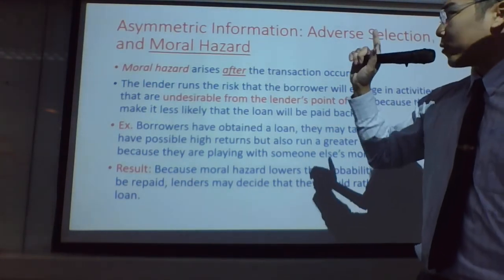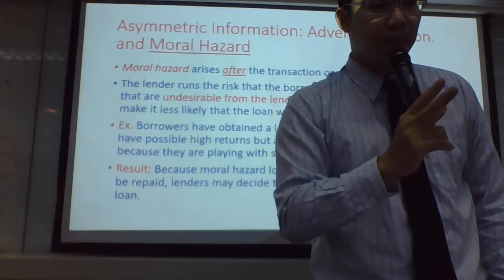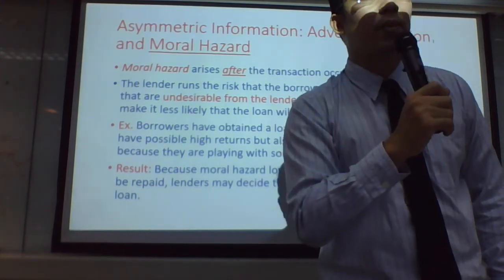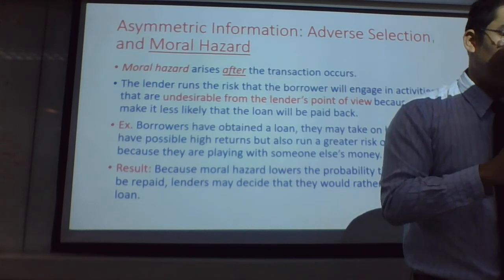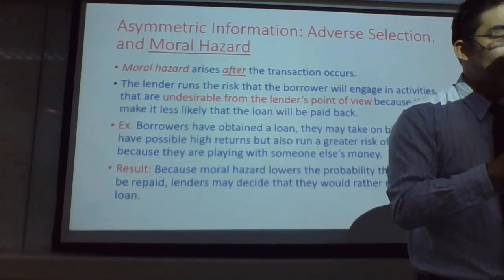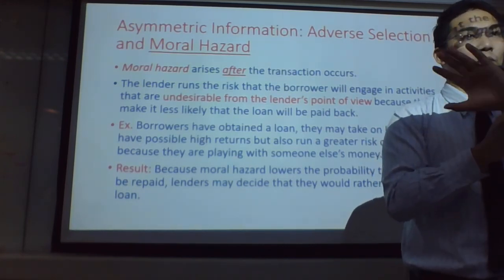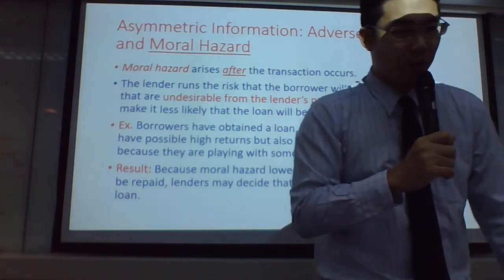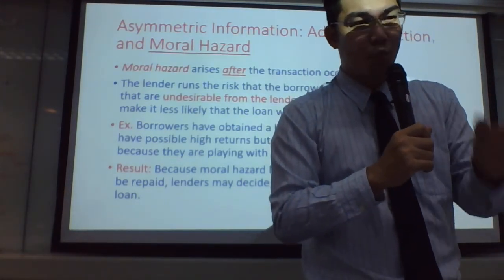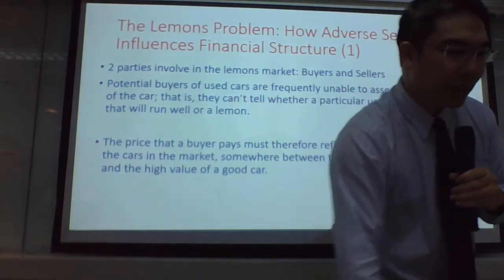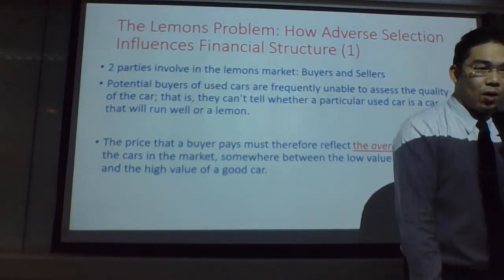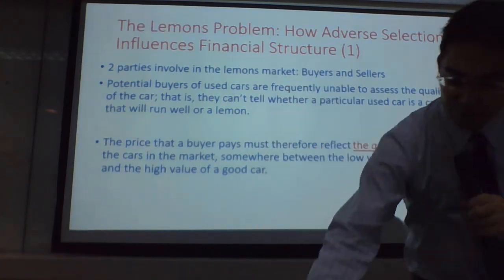So adverse selection and moral hazard are both asymmetric information. If they exist in the financial system, they will prevent the financial transaction. The transaction will not occur, so the financial system will not deliver efficiency. This is what we call market failure. Now we will talk about this one, and then I will let you go.